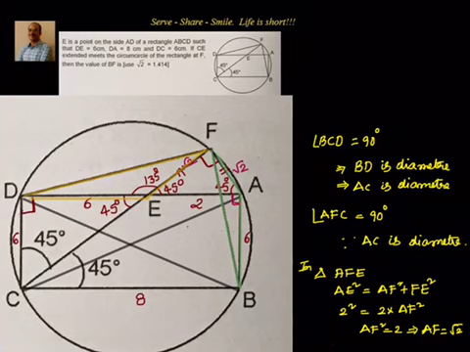So we have triangle DEF and triangle FAB are congruent to each other. Let us see why they are congruent to each other. We'll write down.